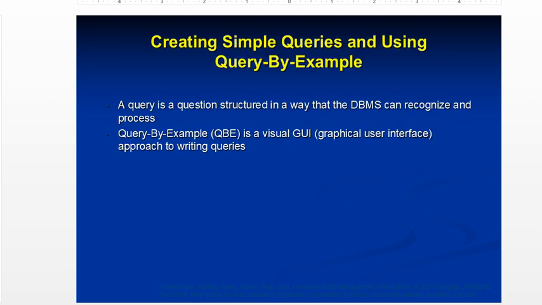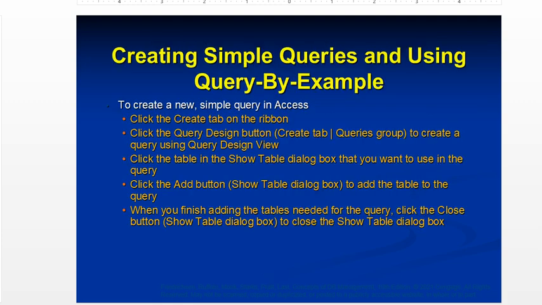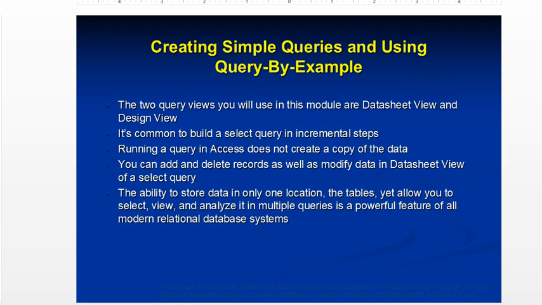Creating simple queries and using query by example. A query is a question structured in a way that the DBMS can recognize and process. QBE is a visual GUI approach to writing queries. To create a new simple query in Access, you just click on the Create tab on the ribbon. Hopefully you still remember that from your CMG 153 class when you took Access. It's pretty straightforward, there's not much in it.